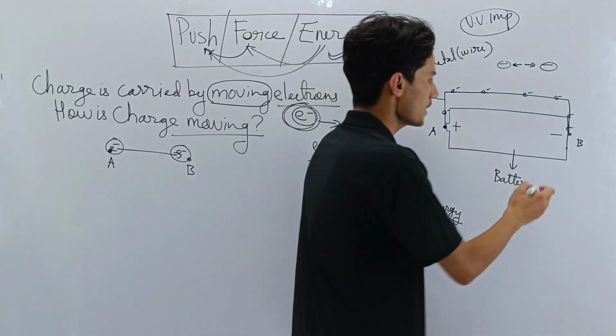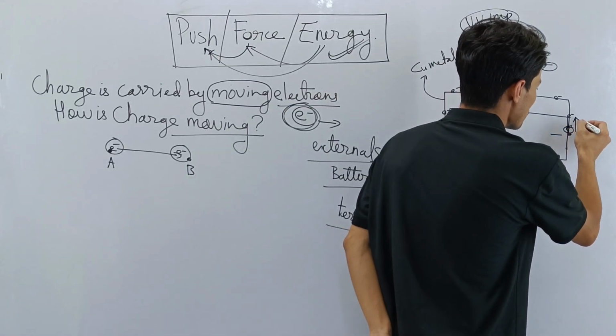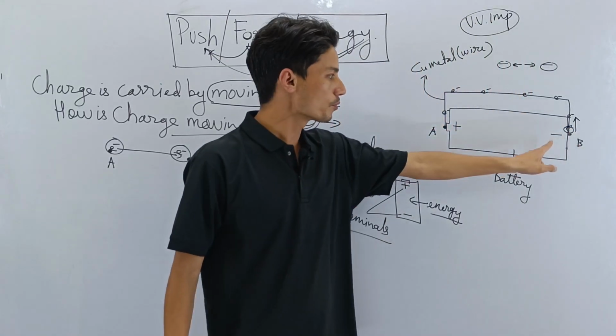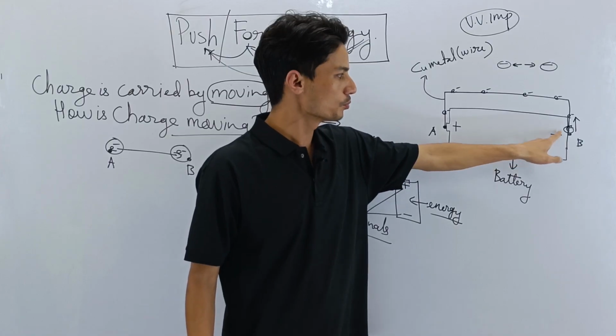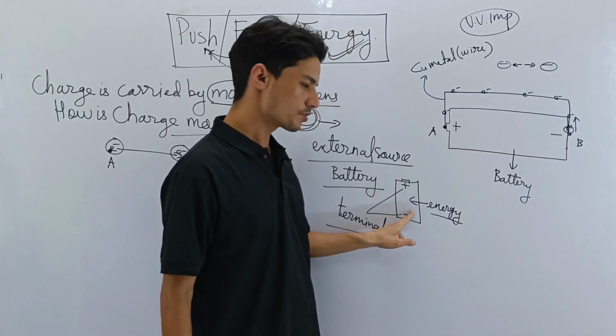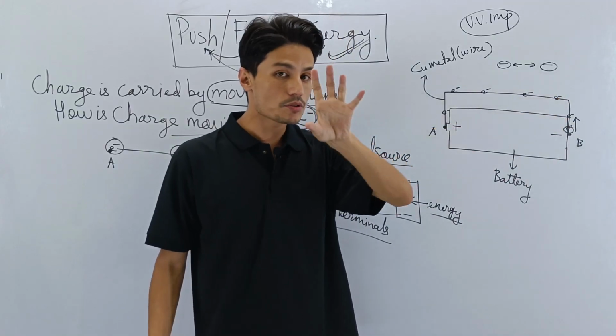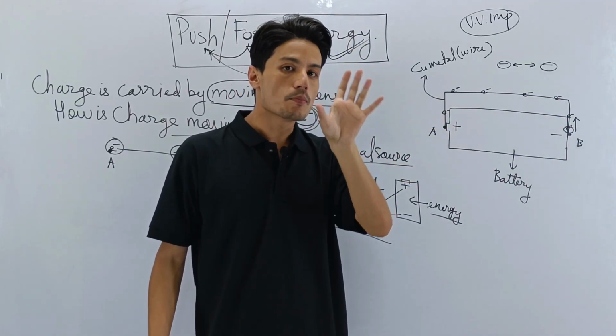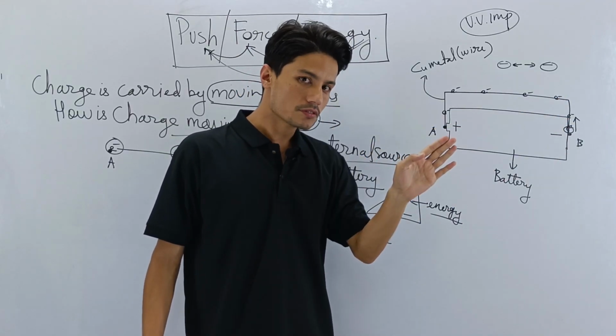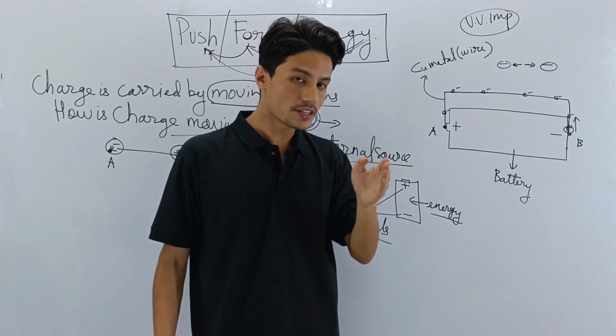So what is happening? This electron is being repelled. So the electron will start moving away from this point. This point will not move. This point is fixed on the battery. So who will move? The free electrons. Remember, the electrons are free. They are free mobile electrons. They can move. Metals carry free electrons.